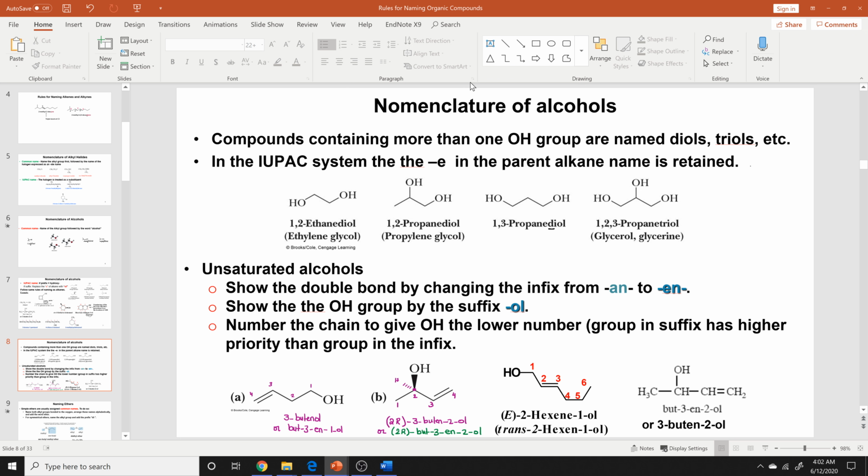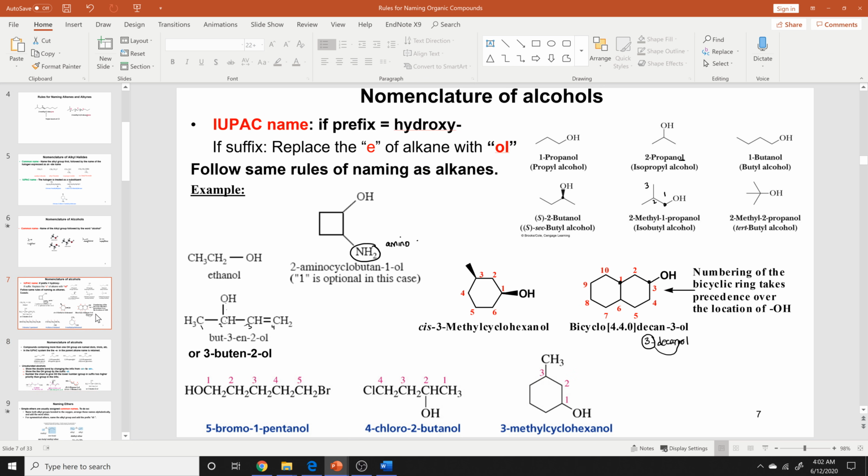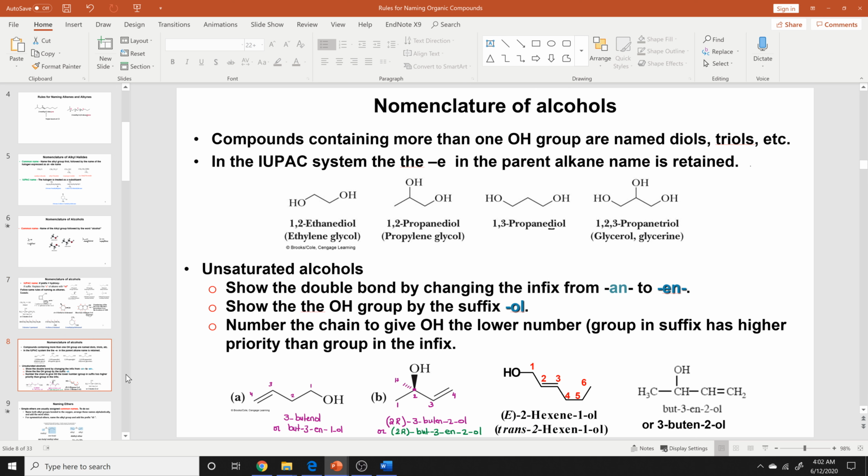Now, with respect to unsaturated alcohols, as in this example here, as we mentioned before, the first thing you need to do is show the double bond by changing the infix from AN to EN. And the infix is basically this over here. So you change it from butan to butene. So you change it into an EN.